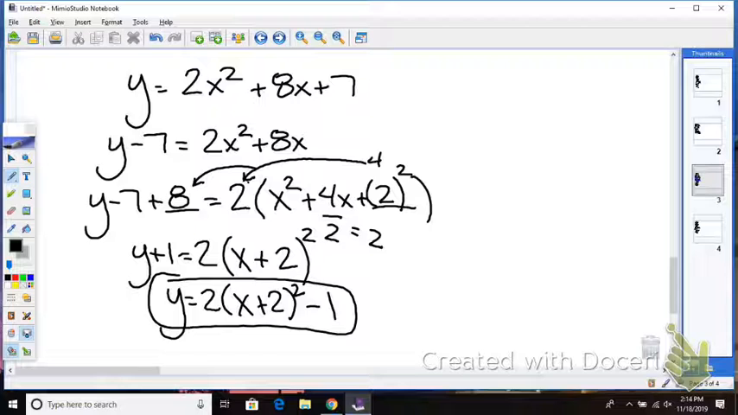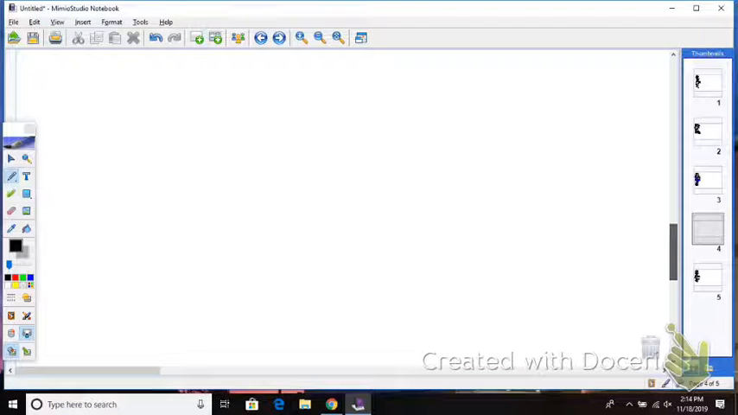Okay, I've got one more I want to do together. Then I've got one I want you to do on your own with me. But this one I want to do because it's got some negatives, and I don't want to trip you up when you start going on your own. Well, here it is. Okay, so y equals negative x squared plus 4x minus 5.